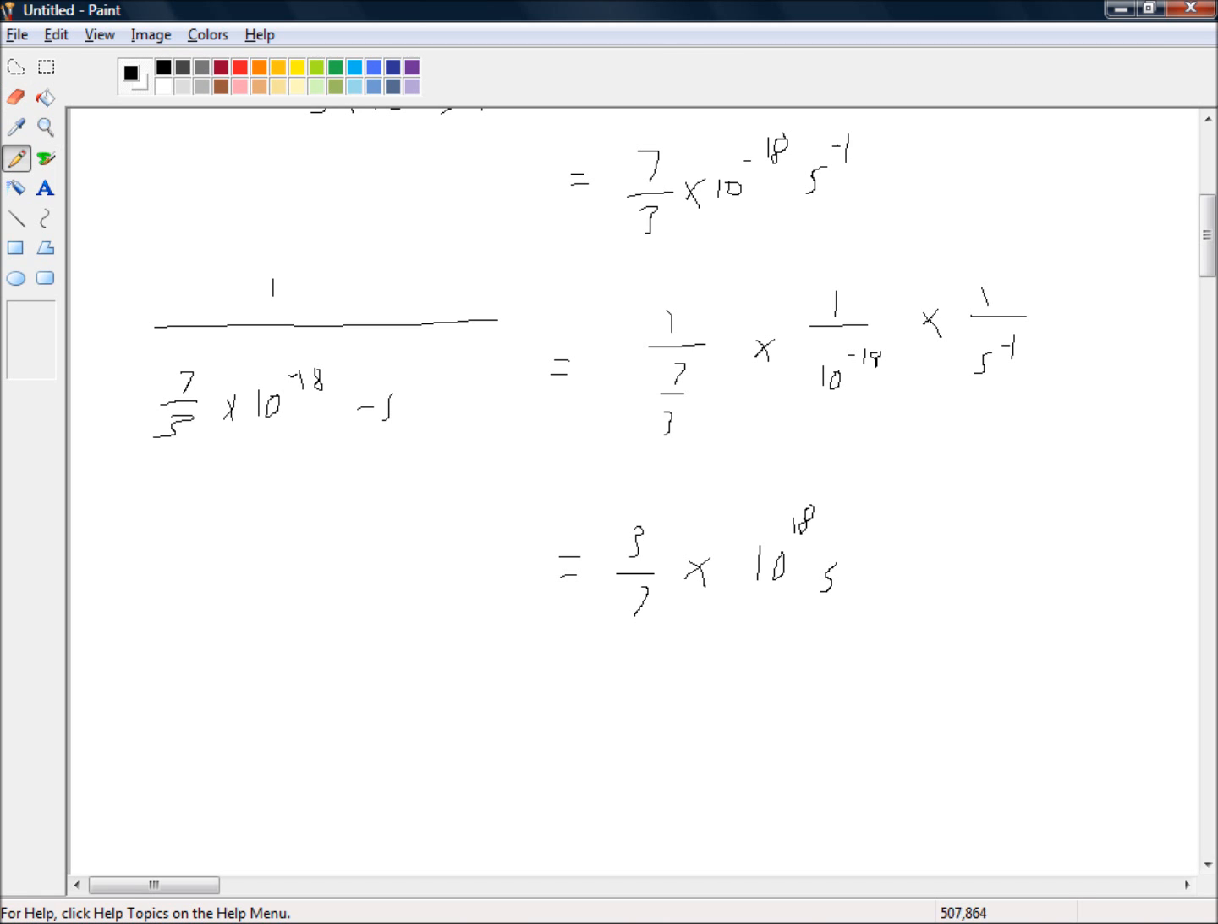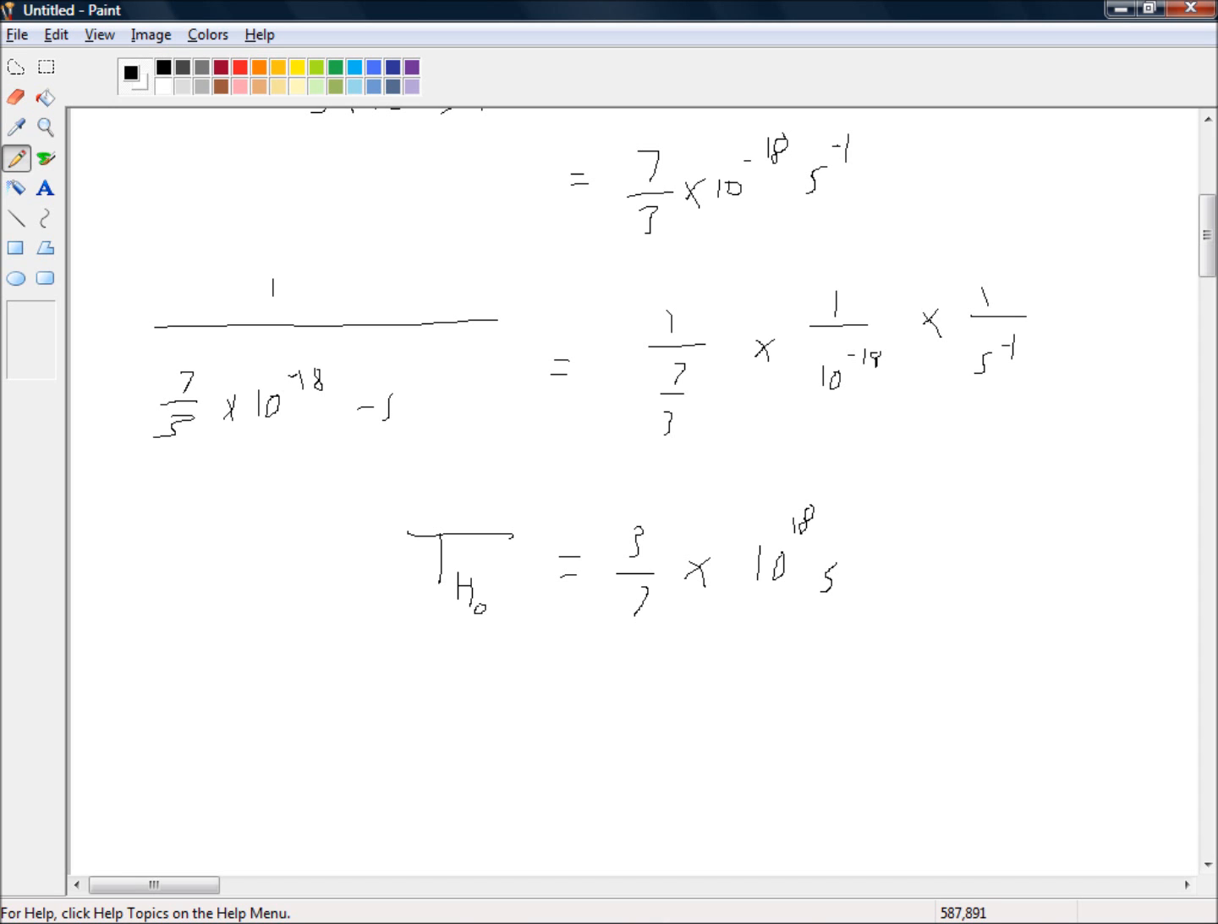And there you have it, Hubble time. I'm going to call it TH0 for Hubble. H0 is the Hubble constant, so TH0 is just Hubble time. So the age of the universe is 3 over 7 times 10 to the power 18 seconds. Okay, that's not very fulfilling.